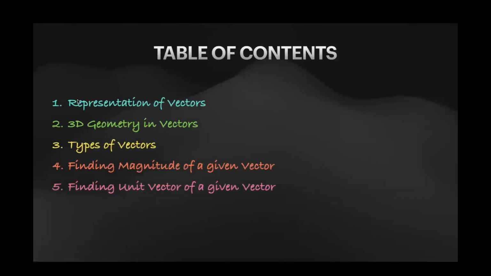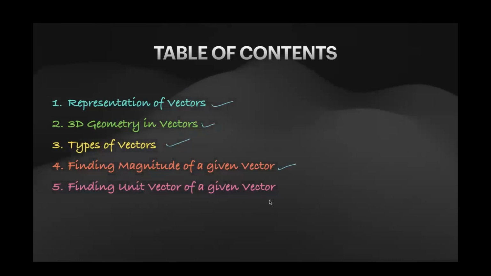So what all are we going to learn in this video? First, we will learn something called representation of vectors. We learn 3D geometry in vectors. We learn types of vectors. We will also learn to find the magnitude of a given vector. We will also learn to find the unit vector of a given vector. All these things we are going to cover in this video.